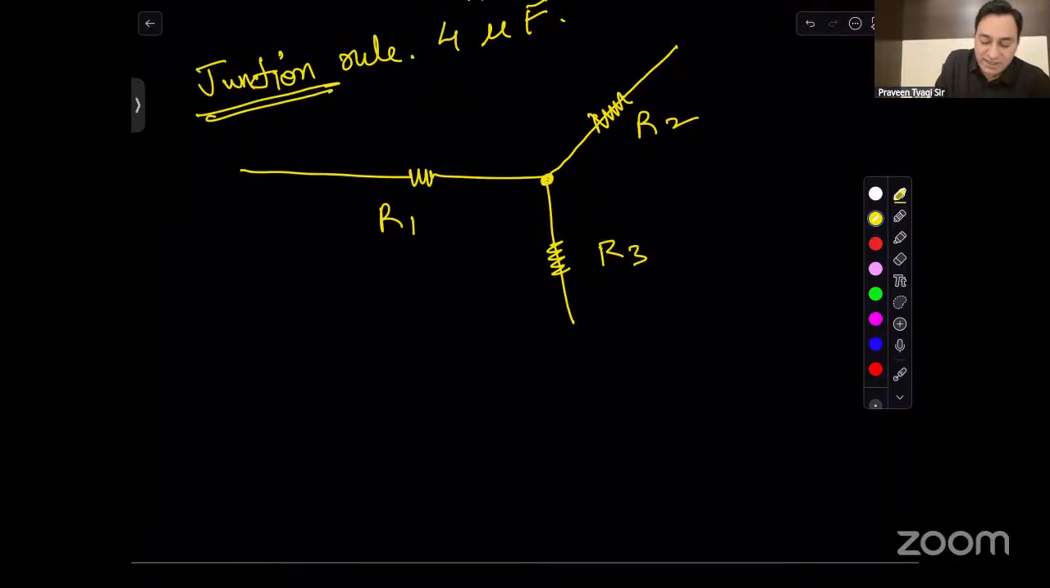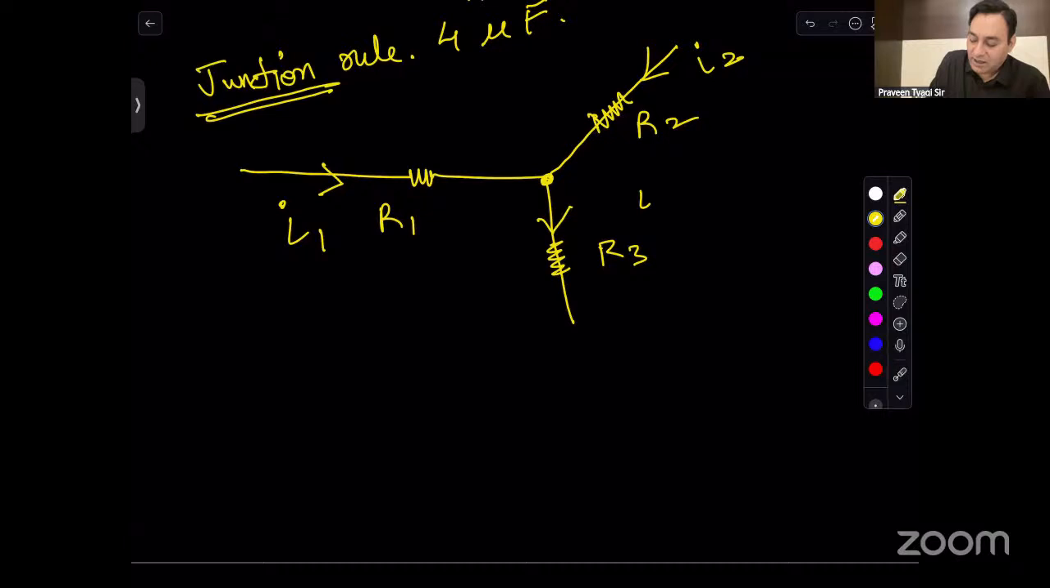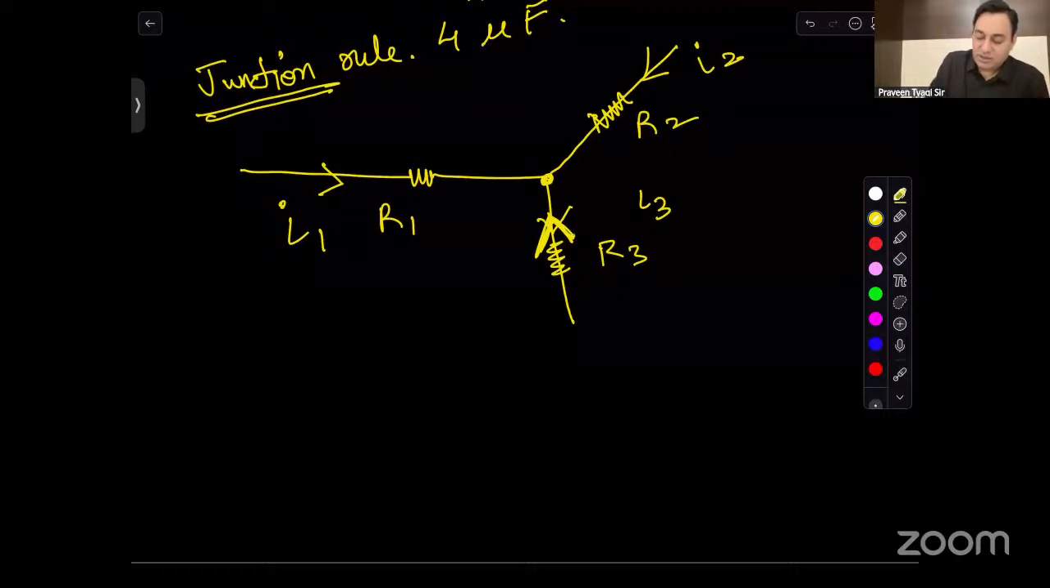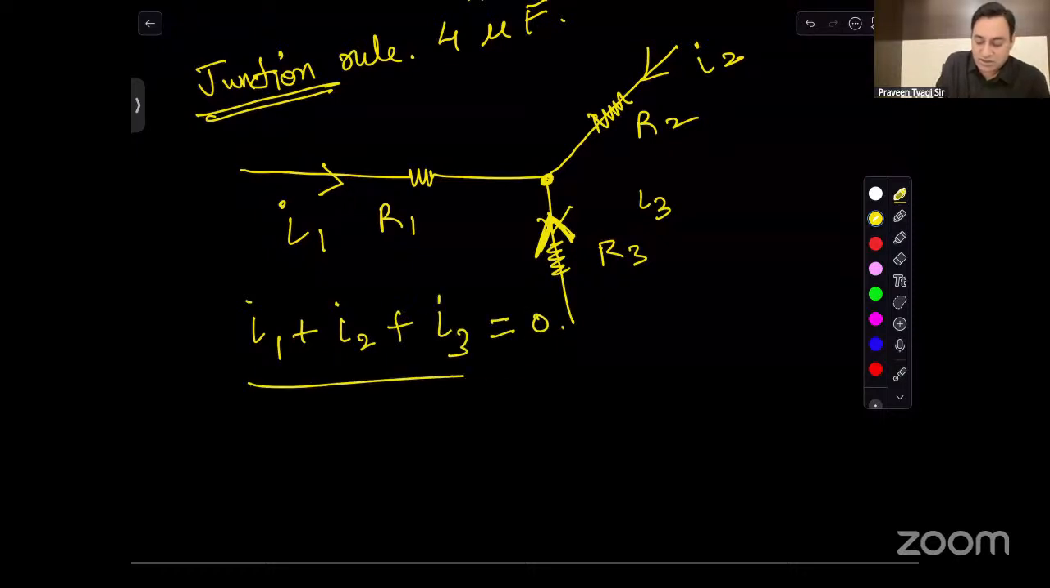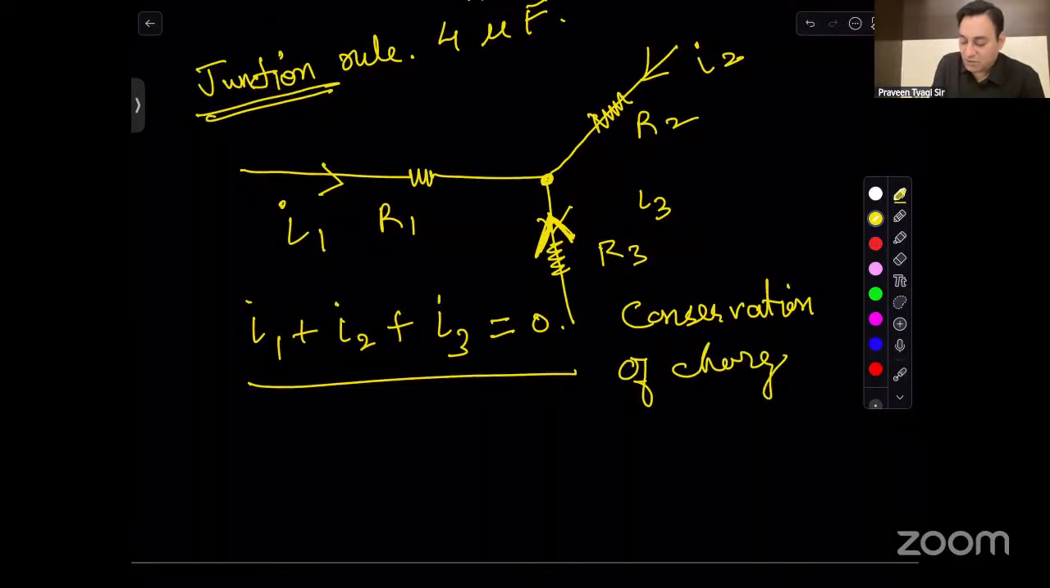So if there is I1 current coming here, I2 current coming here, and suppose I3 is also coming here, all three coming to this point, then I1 plus I2 plus I3 should be equal to 0. What does this mean? This means conservation of charge. This is a very interesting, important thing I'm teaching you. Conservation of charge. What does this mean?